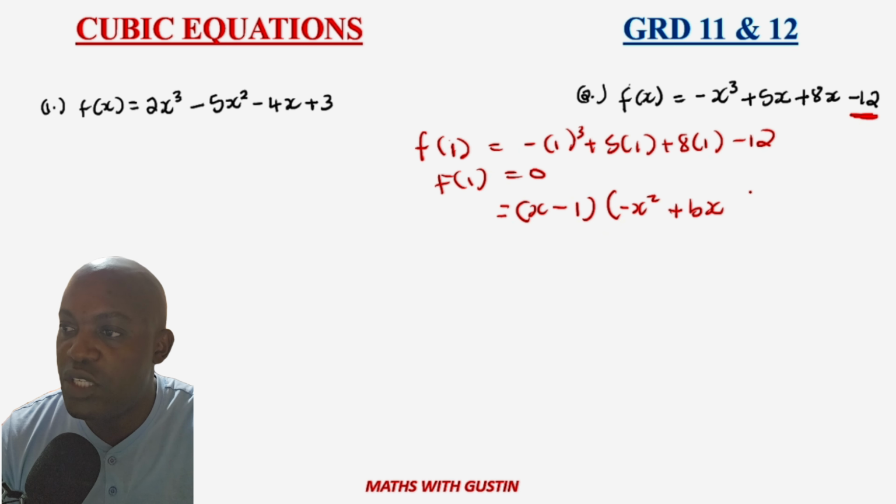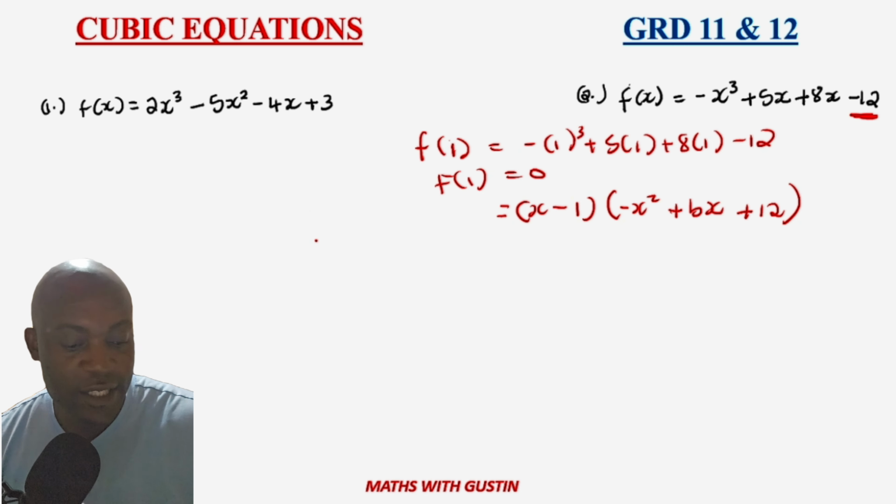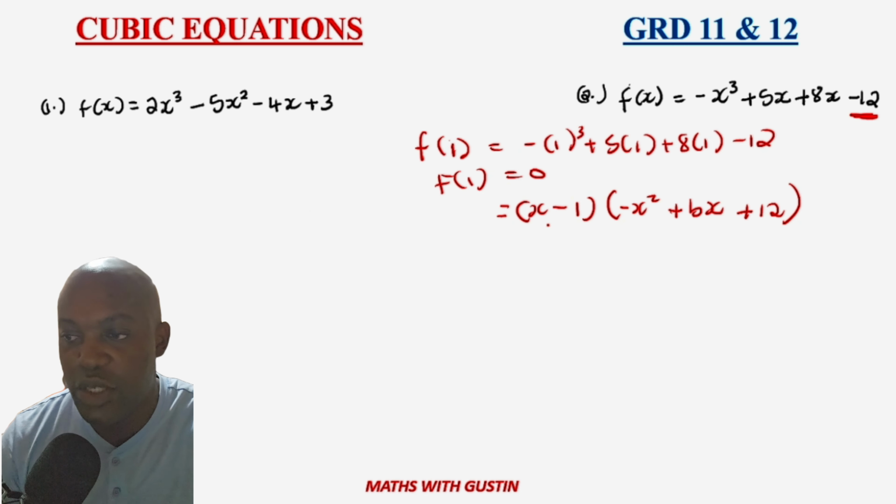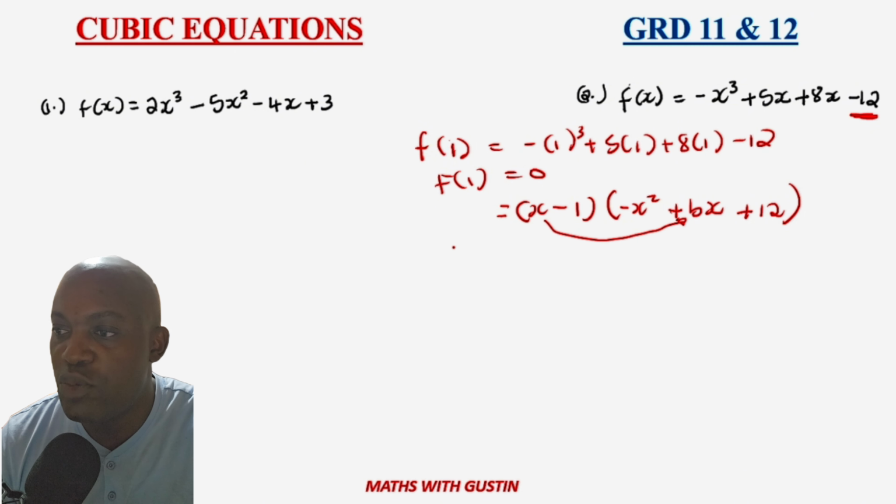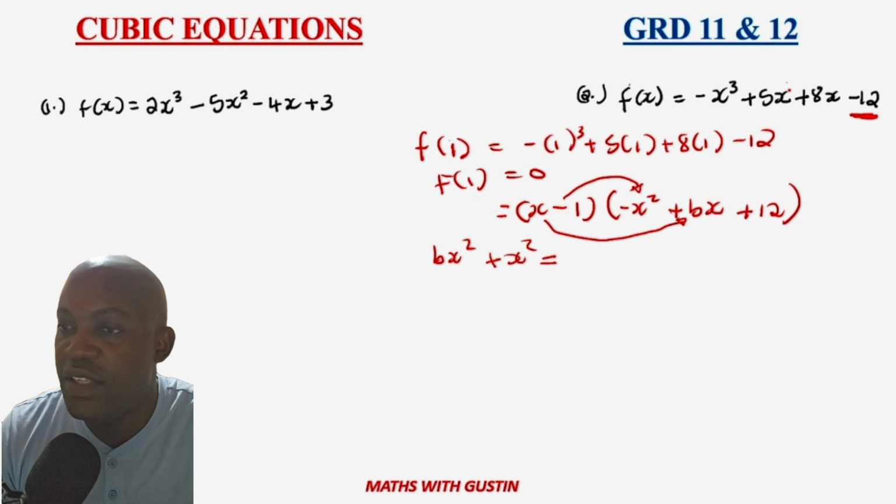For us to have the last term, which is negative 12, we need to say 1 times how much will give us negative 12. 1 times positive 12 will give us that. So now we're going to come here and work it out the way we did initially. Which ones will give us an x squared? x times bx will give us bx squared, and then negative 1 times negative x squared will give us positive x squared.